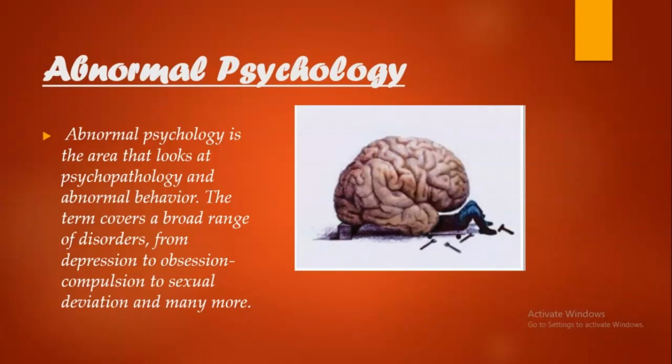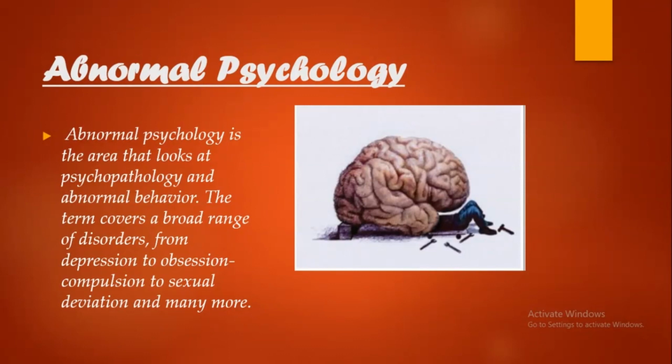So normal behaviors are considered typical behaviors, according to the norms and rules set by the society. The behaviors that are acceptable to the society are called typical behaviors. But when a person deviates from typical behaviors, then their behaviors are called atypical behaviors, and those atypical behaviors are studied under abnormal psychology. So let's see what it is.